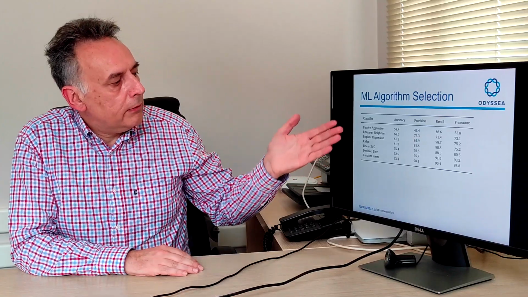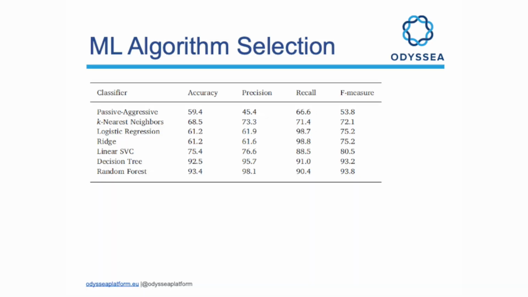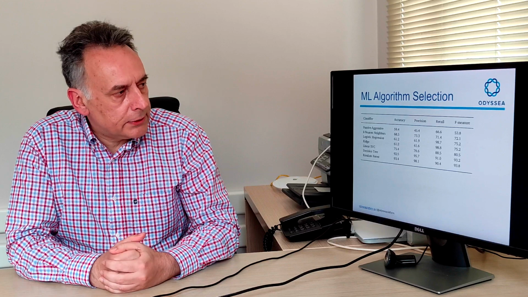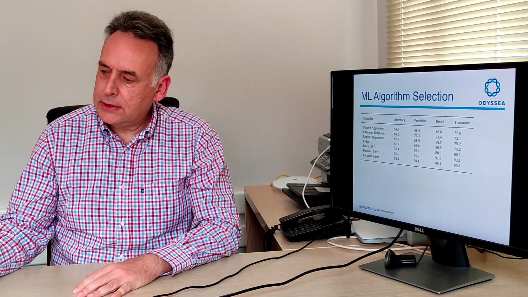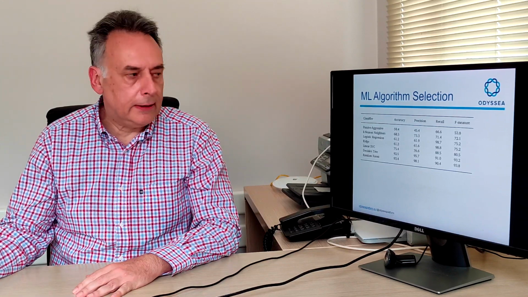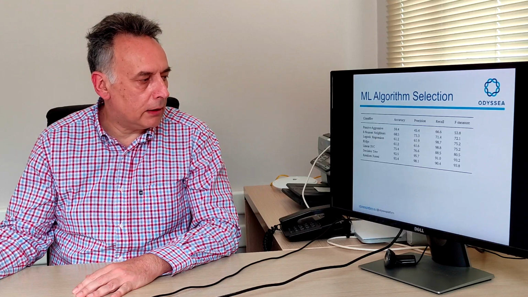So you see here again we tested several different machine learning algorithms like passive-aggressive, the K nearest neighbors, the logistic regression, the decision trees, random forests, and the ridge algorithms, and you see here their relative performance. And you see that random forest was the model that gave us the best performance. So in this example, we have identified a machine learning algorithm that performs better for this particular case.